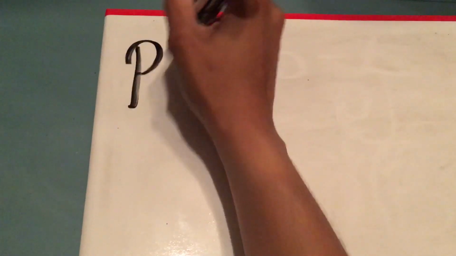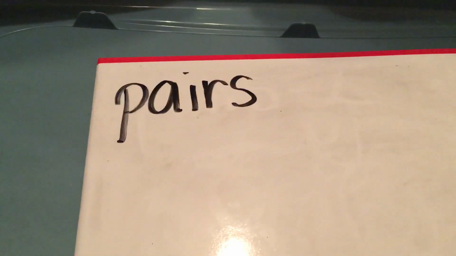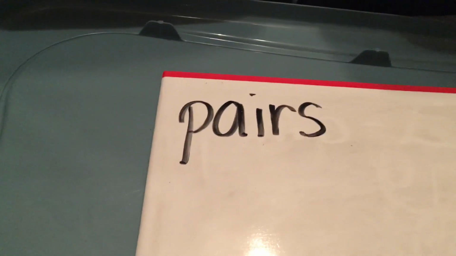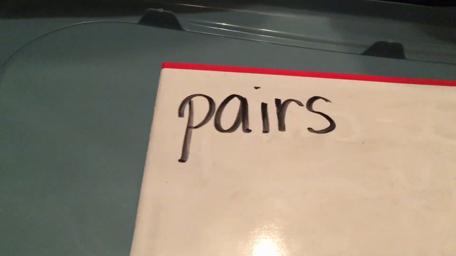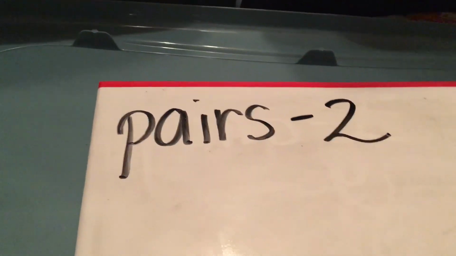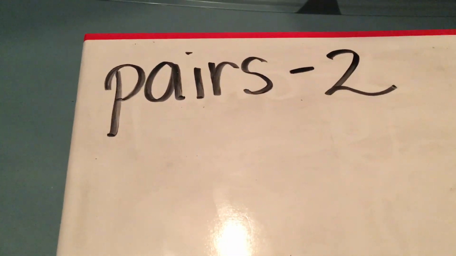Now, before we start, we're going to look at some vocabulary words. Our first vocabulary word is pairs. So I'm going to write pairs. All right. So when you see the word pairs, what do you think about? Well, you should think about the number 2, because if you have a pair of something, that means you have 2 of something. If you have a pair, it's 2.